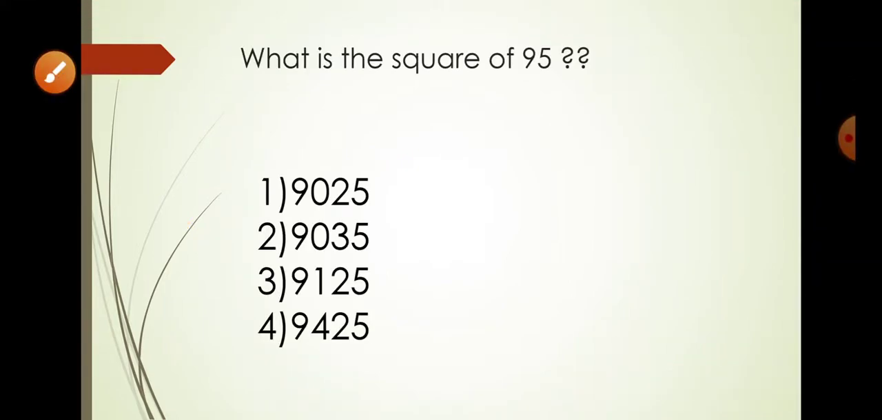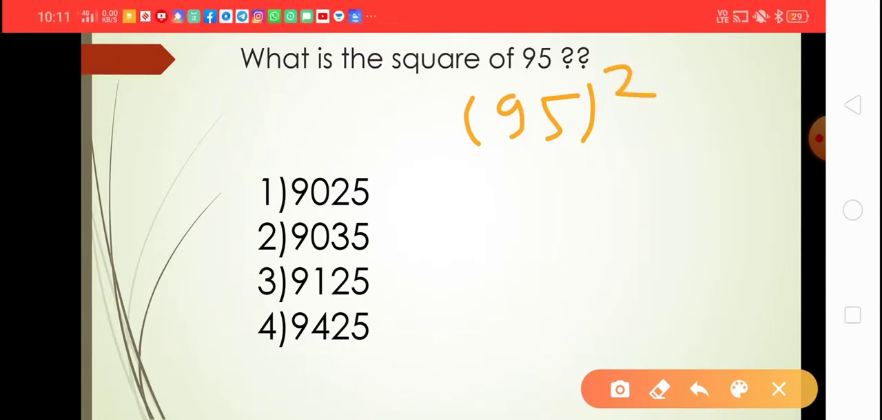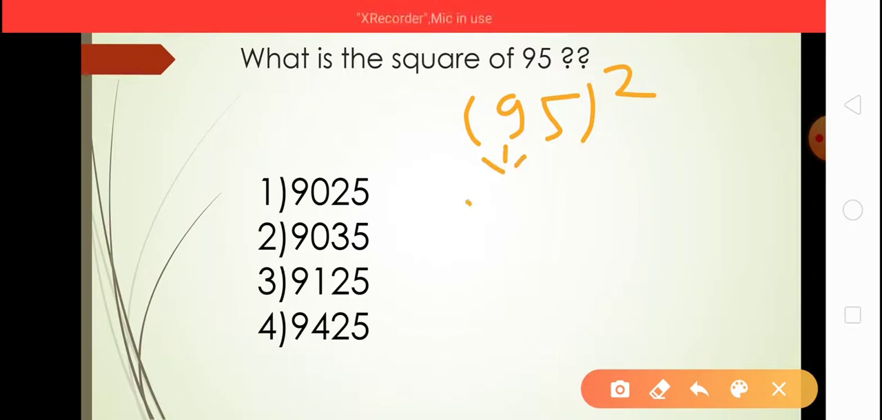Now we will also look at one more example. It is 95. Similarly we will go with the same technique, 95, but now we will do it fast. Okay, what is the square of 9? It is 81. Square of 5, it is 25.